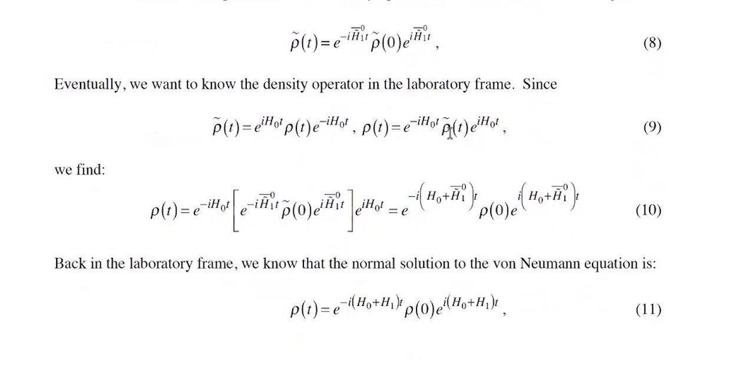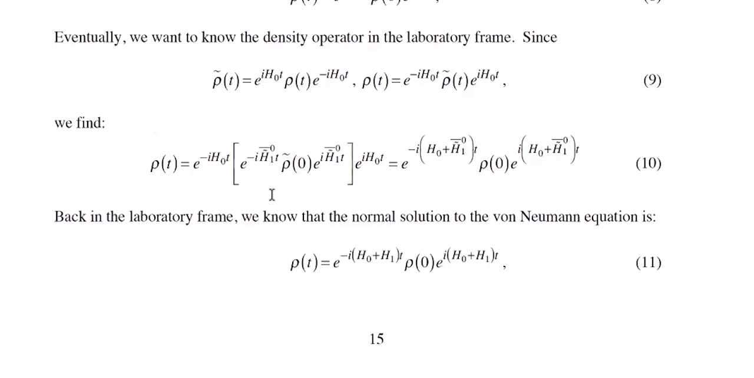And then I can go a little further. I can substitute expression 8 into expression 9, and I expand the middle. Then you can see what that does is combine these two exponents. In front of rho 0, I would have e to the minus i, the H0, the large Zeeman field, and then plus H1 tilde average. All right, and then the propagator after rho 0 is just the opposite sign version.